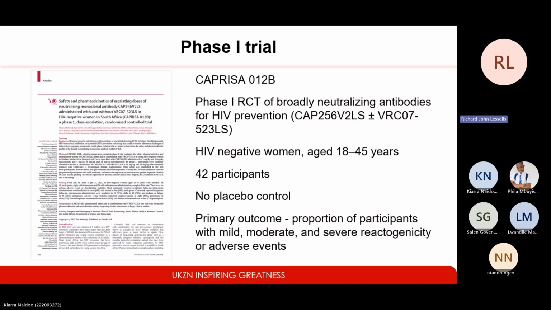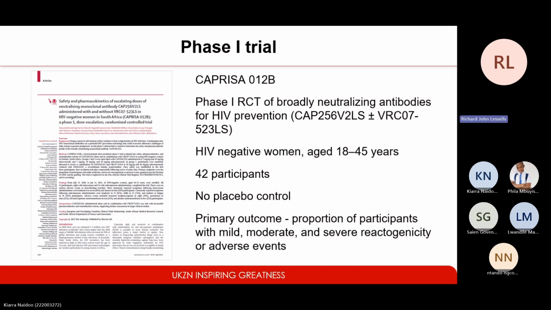And then the other thing is we've got no control. We've got no placebo. So we would have no way of saying whether these antibodies were actually preventing HIV. So does that give you a sense of what a phase 1 trial is doing?